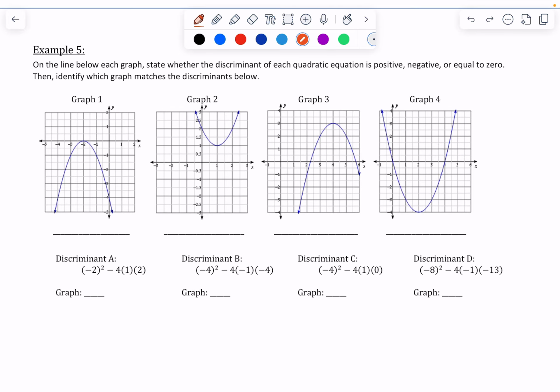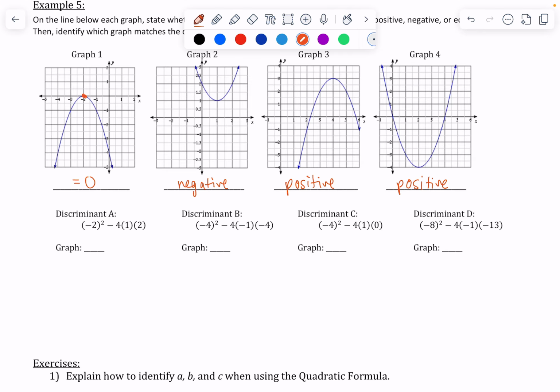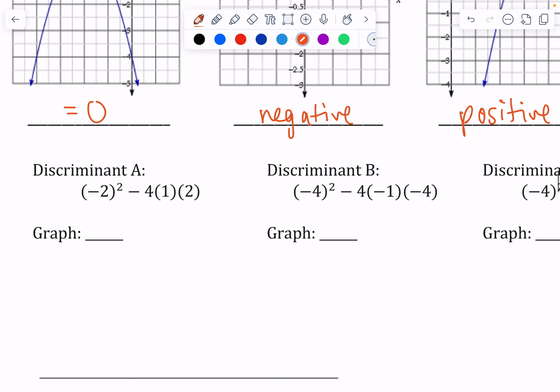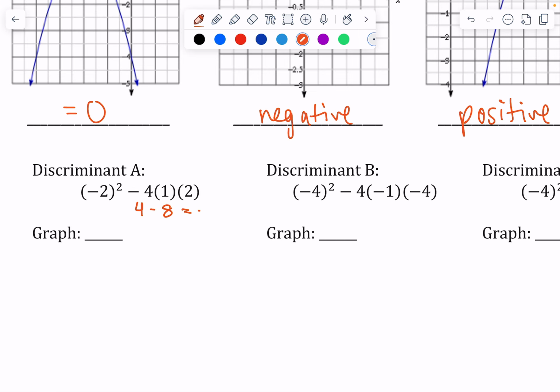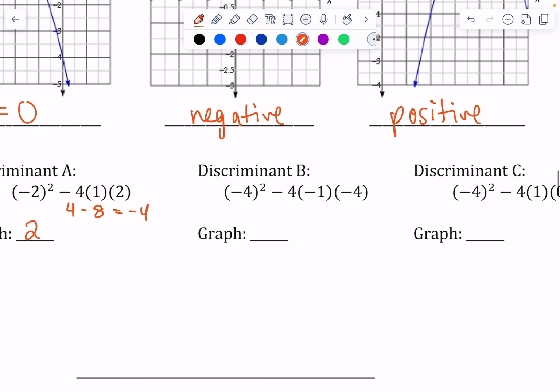All right, so because there's only one x-intercept for graph 1, I know that my discriminant has to equal 0. In graph 2, there are no x-intercepts, so I know that the discriminant has to be negative. In graphs 3 and 4, there are 2 x-intercepts, so I know that both of these will have positive discriminants. Okay, now in order to do the next part, I need to simplify the discriminant for each of these sections. So this would be 4 minus 8, which is negative 4. So that's a negative discriminant, which means this has to correspond with the second graph.